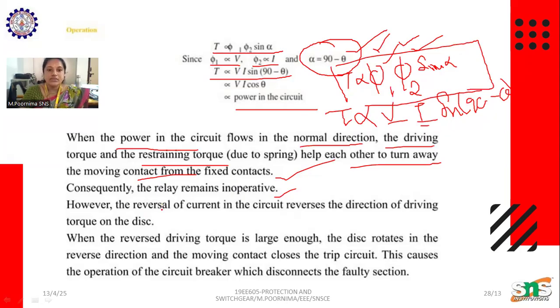However, if the current reverses, the direction of the driving torque on the disc reverses. When the reverse driving torque is large enough, the disc rotates in the reverse direction and the moving contact closes the trip circuit. This causes the breaker to operate and disconnect the faulty section.